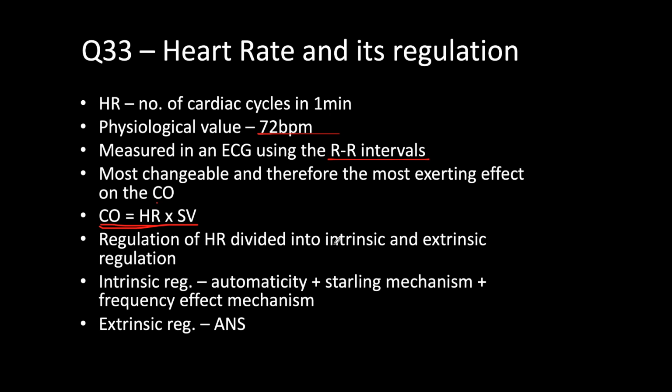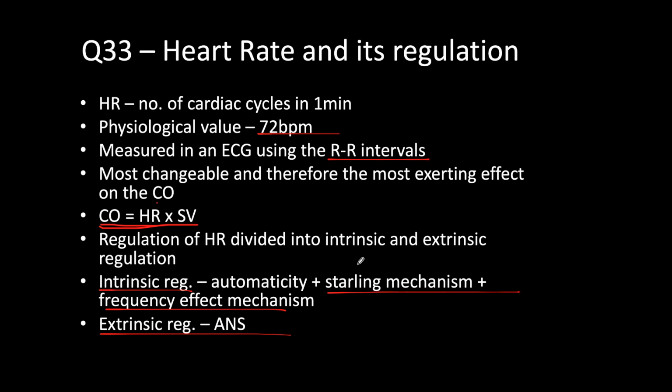I won't go into the intrinsic regulation much in this presentation, but it will be in the next one. Intrinsic regulation includes the automaticity of the heart, which is the intrinsic ability to generate an action potential, very special for the pacemaker cells of the heart, the Starling mechanism, or the Frank-Starling law, and the frequency effect mechanism. Of course, both of these will be explained further in the next presentation. And then extrinsic regulation is by the autonomic nervous system, so the sympathetic and the parasympathetic nervous system, and that's what we're going to talk about here.